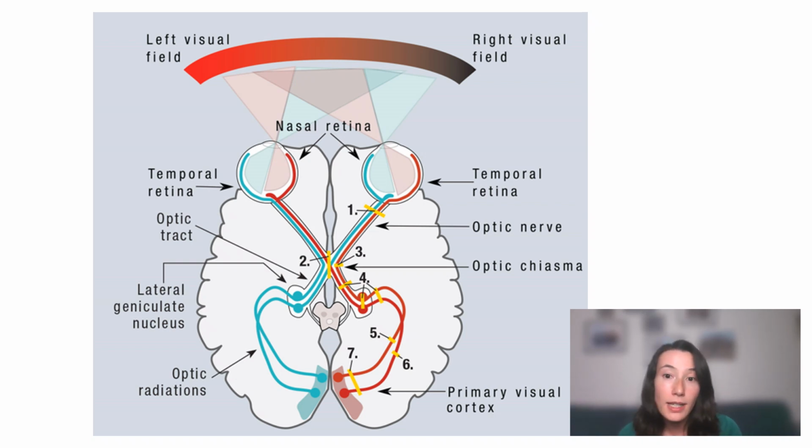But the right side of the right eye, the red line, does not need to cross over the optic chiasm because it's already on the right side. So blue, aka the left side of each eye, is going to make its way to the left, while red, aka the right side of each eye, is going to stay on the right side of the brain. Once it reaches the LGN, this is where the information is sent to the primary visual cortex through what is known as the optic radiations.